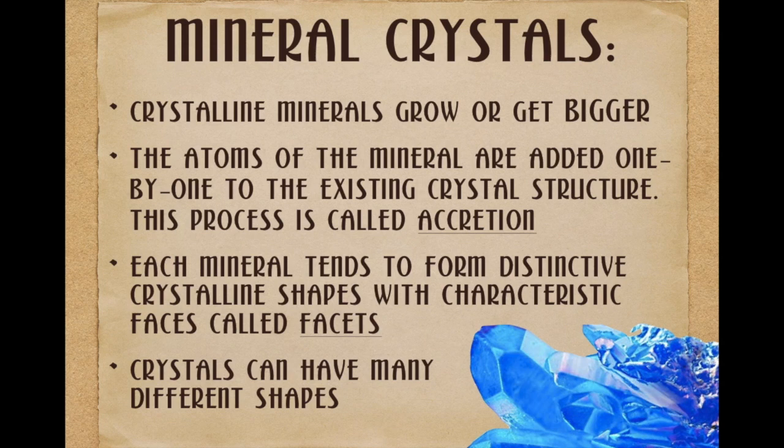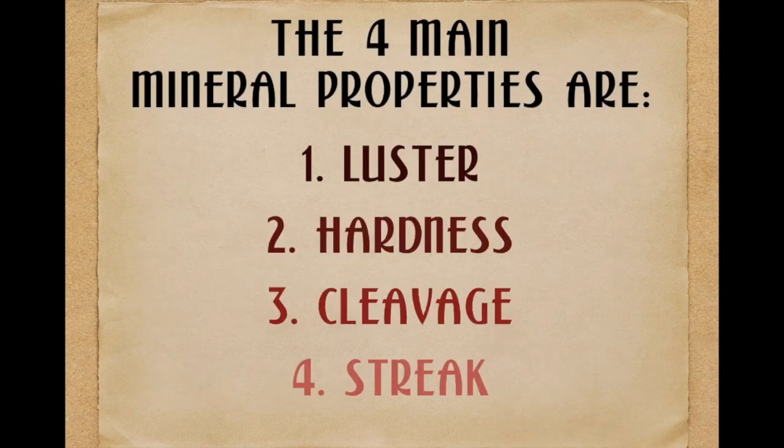Now, each mineral tends to have a distinct crystalline shape. There can be many different shapes, more square, there could be longer ones, different forms, different sides, and these sides or faces are called facets. Now, there are four main properties of minerals that we're going to focus on. There are some other ones, but we're going to focus on the top four.